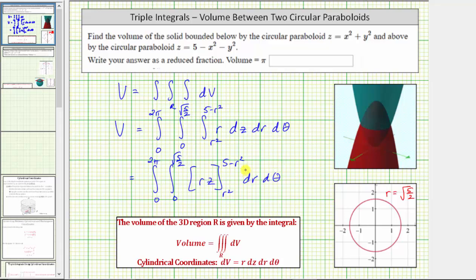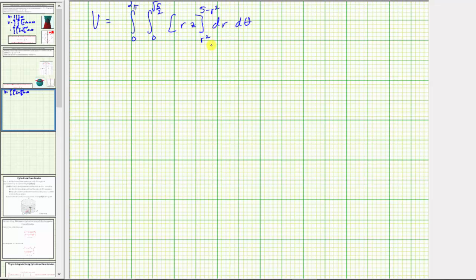Let's continue on the next slide. When determining big F of b minus big F of a here, remember we substitute the limits of integration for z, not r, which gives us r times the quantity 5 minus r squared minus r squared. Simplifying inside the parentheses here, we have 5 minus r squared, which gives us 5 minus 2r squared. And then we distribute r, which gives us 5r minus 2r cubed.